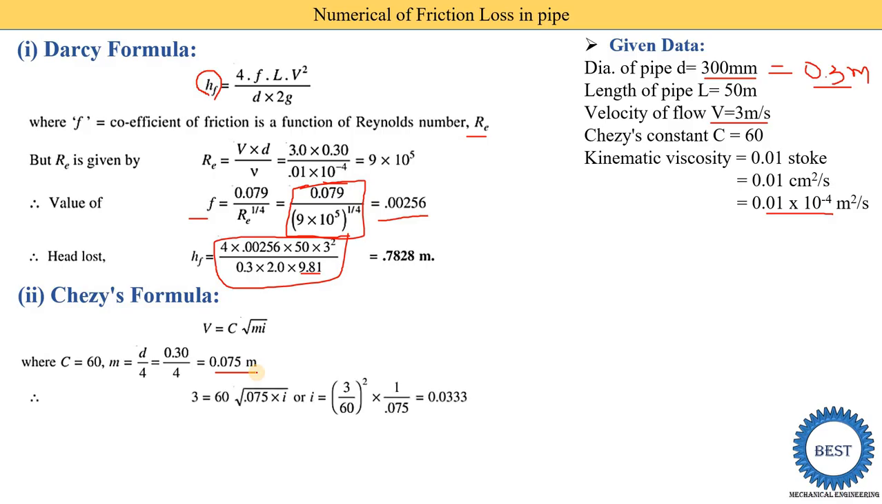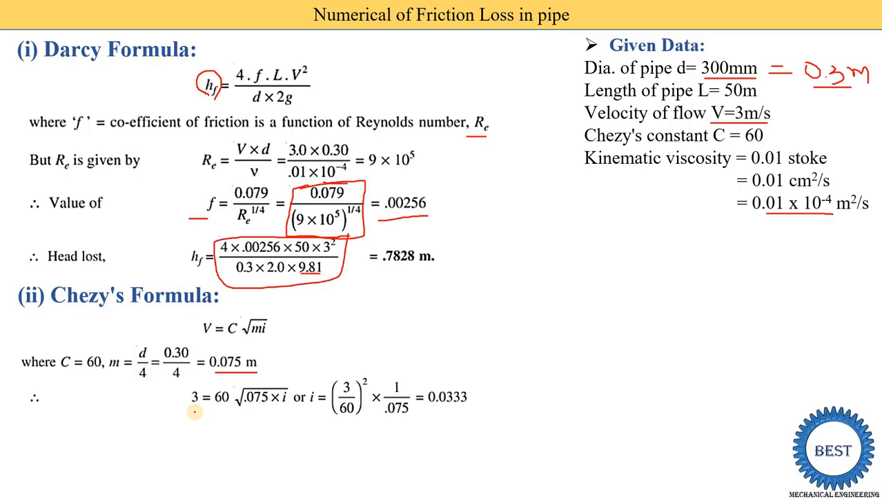What is i? i is equal to hf divided by L. So first we find out i, and then we put in this value, or you can directly put i is equal to hf divided by L and calculate it directly. But here we first find out i. So we put the values of V, C and m in this equation and find out i.